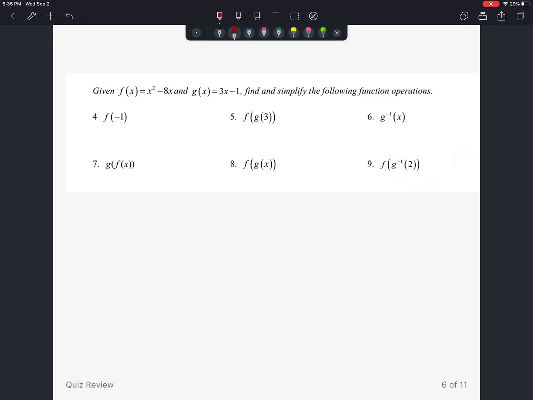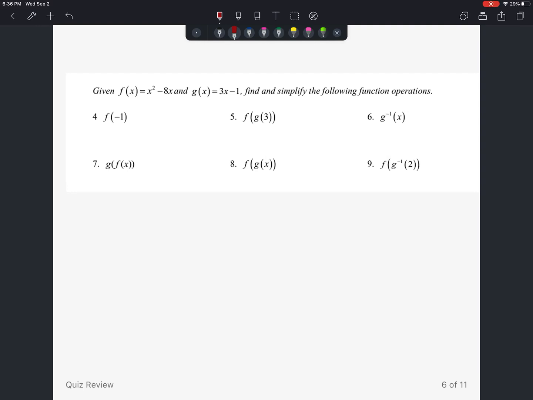This is problems 4 through 9 from your review. The directions state, given f of x equals x squared minus 8x and g of x equals 3x minus 1, find and simplify the following operations.